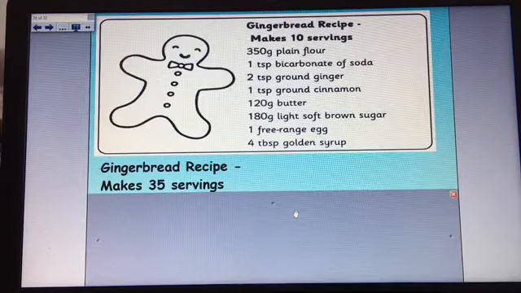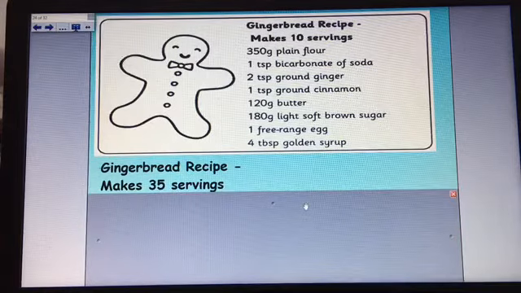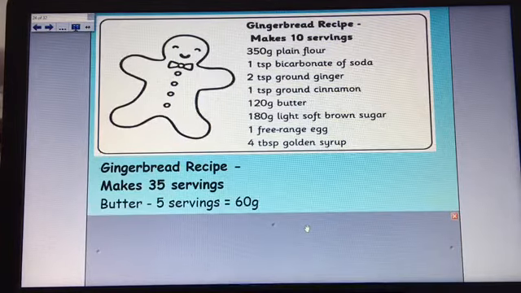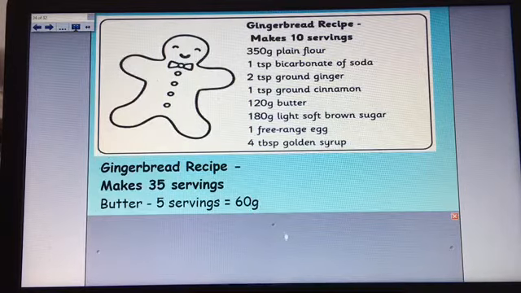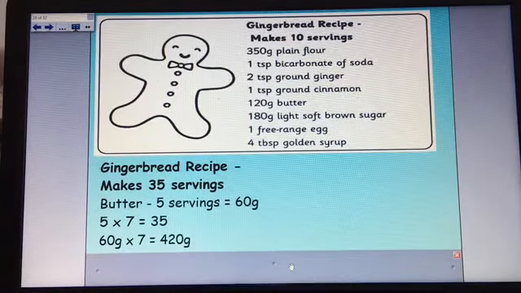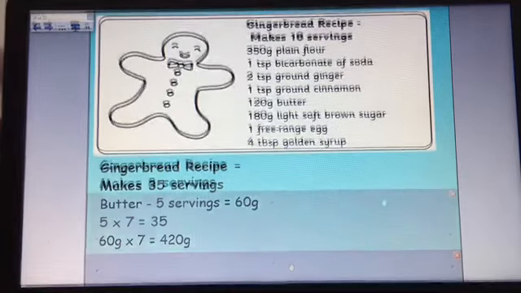Okay, so you may want to crack on now and see if you can work out how much butter you need for 35 servings. So press pause if you want to crack this on your own. If not, I'm going to go for it. Right, so I'm going to do the same thing again. I'm going to work out how much butter I would need for 5 servings by halving the amount of butter. So you should work out for 5 servings you'd need 60 grams of butter. And I know that 5 times 7 makes 35, so we need 7 times as much butter. So 60 grams times 7 is 420 grams.